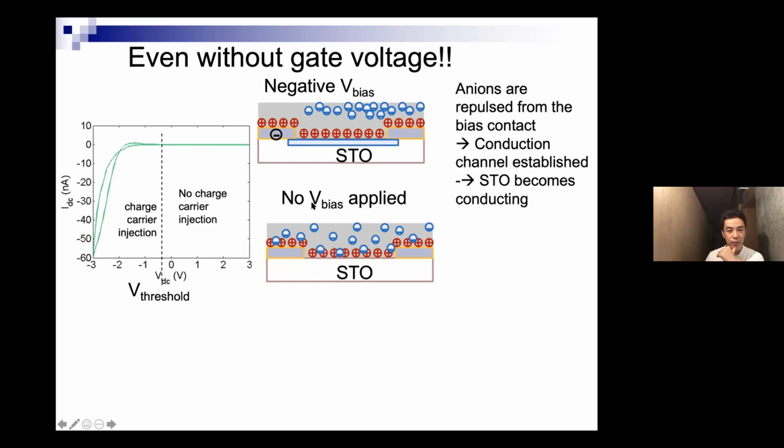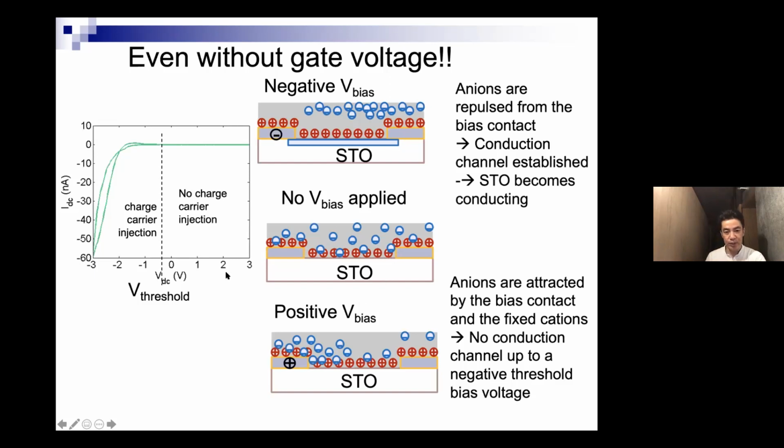If we don't apply the voltage like this, the anion is moving to cancel this positive charge. And of course, if you apply the positive voltage, the anion is accumulating this way. So no conduction channel is shown on this side.